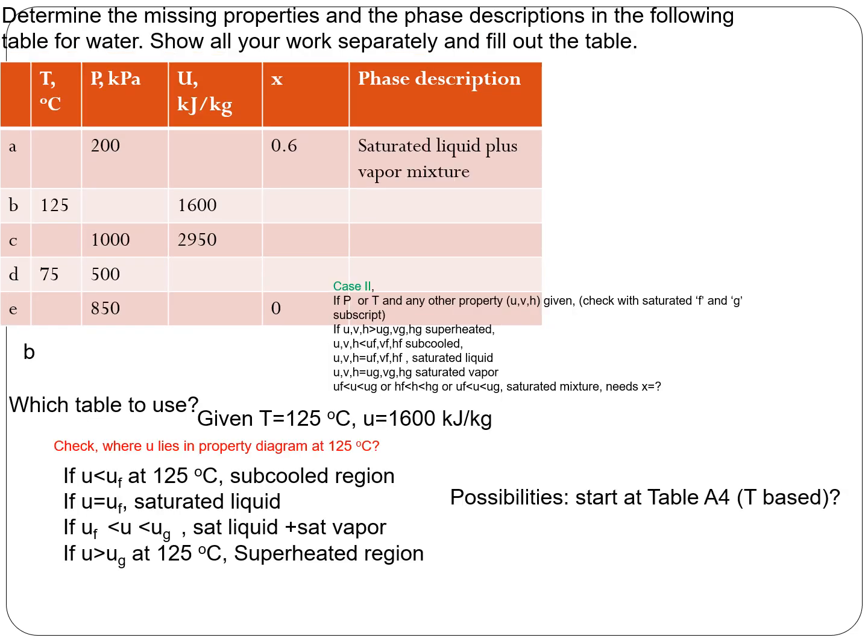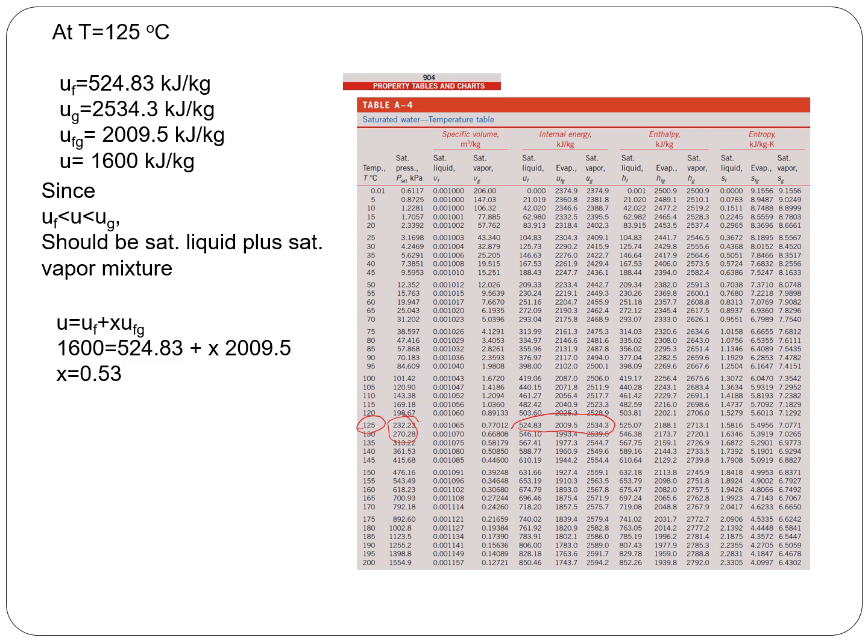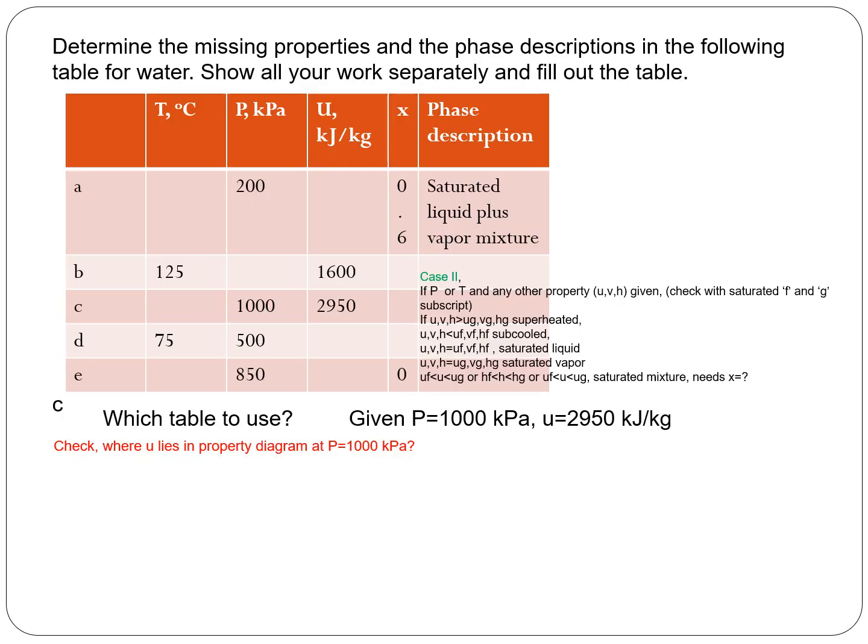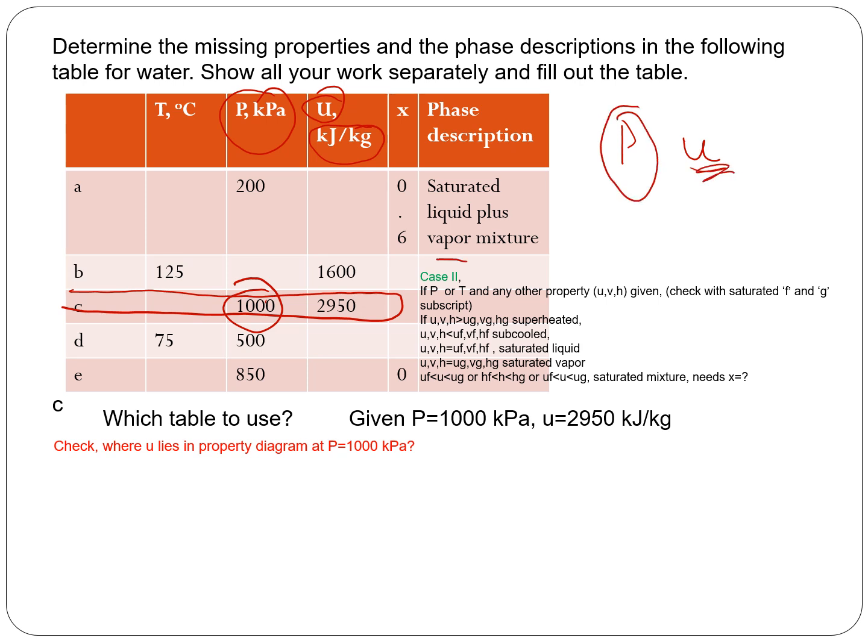So this is part B, and now we are moving on to part C. This is part C, that's what we are focusing on right now. Now we need to see what is given here. In this case, the pressure is 1000 kilopascal, and the specific internal energy in kilojoule per kg is given as 2950. So you are given pressure and one property, U. You need to figure out which case it falls under. This is a case in which either pressure or temperature is given and then a property is given. So this is case 2.